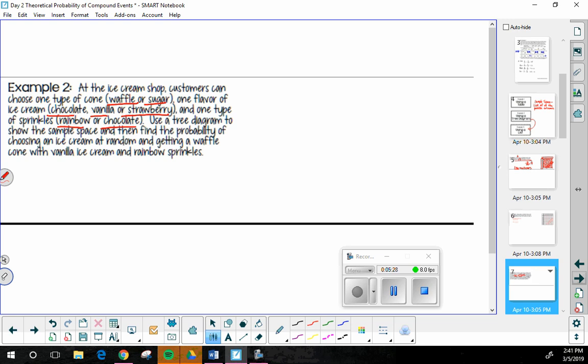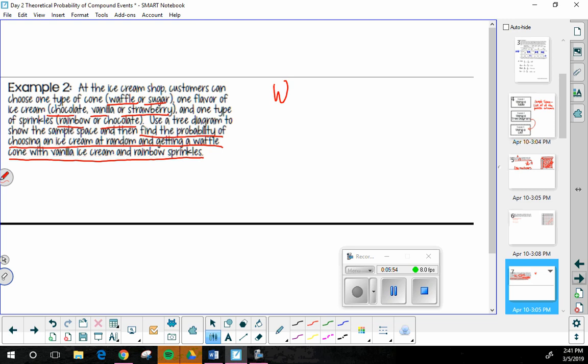Use a tree diagram to show the sample space, and then find the probability of choosing an ice cream at random and getting a waffle cone with vanilla ice cream and rainbow sprinkles. All right. So first thing I'm going to do is forget what I'm looking for and just make myself a tree diagram. I'm going to start with the first option I have. I could get a waffle cone. Boom, we're going to go with waffle.